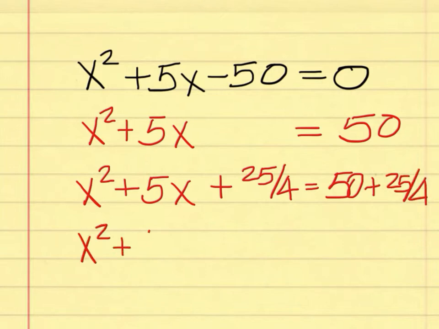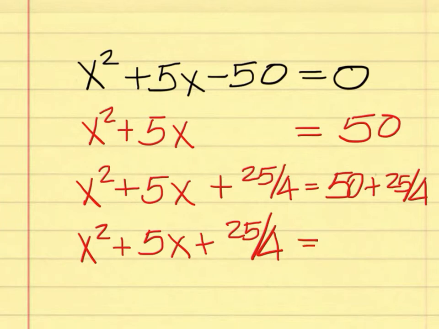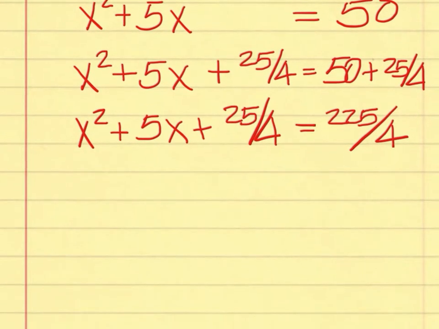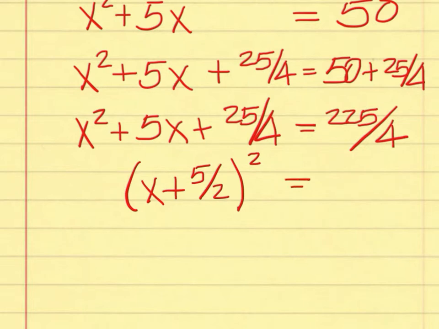Simplify the right side. The objective here today is not adding and subtracting fractions, so I'm not going to spend a lot of time explaining how you add 50 and 25 over 4. But if you need a common denominator of 4, you would multiply the 50 by 4 to get 200 and add it with the 25 to get 225. Your denominator is 4. Write the left-hand side in perfect square form, which is x plus half the middle term, which is 5 halves. It's the quantity squared, equals 225 over 4.